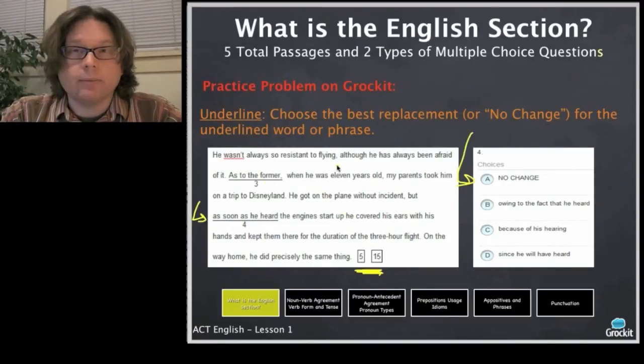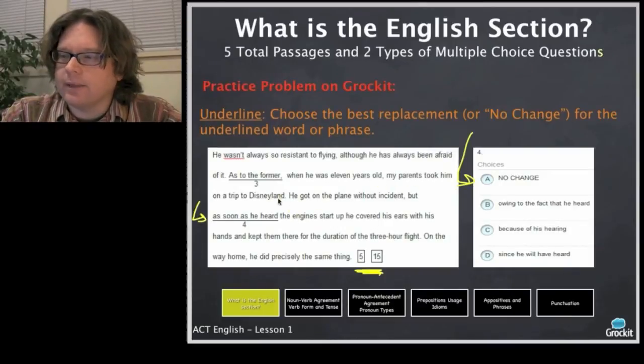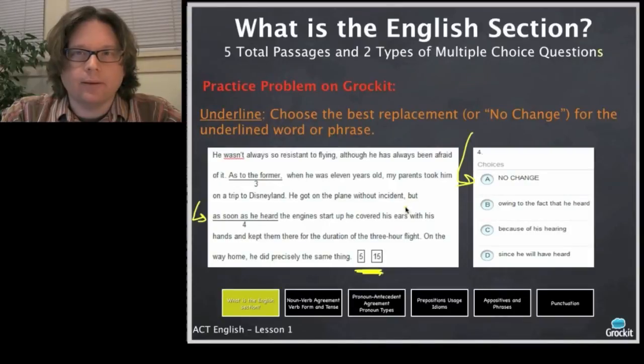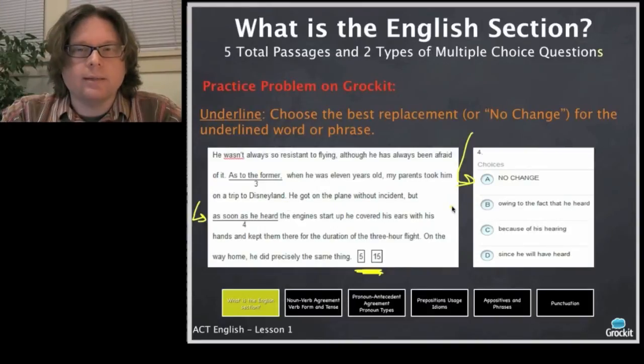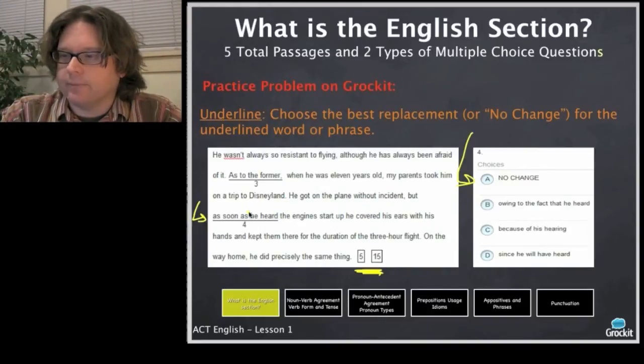So, we have to determine what, if anything, is wrong with this sentence when we read it. It helps to have some idea before you even hit the answer choices whether you think it's wrong, and if it is wrong, what the right answer should look like. We have something here about he got on the plane, but, so we're talking about a guy's fear of flying, or a kid's fear of flying. He got on the plane with no trouble, but, so we are expecting there to be some trouble.